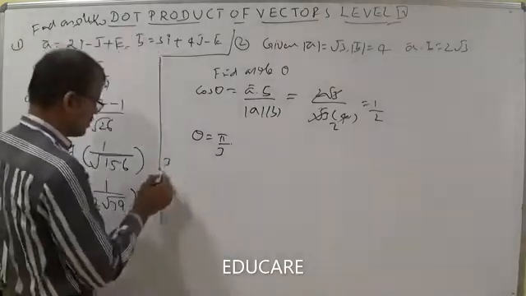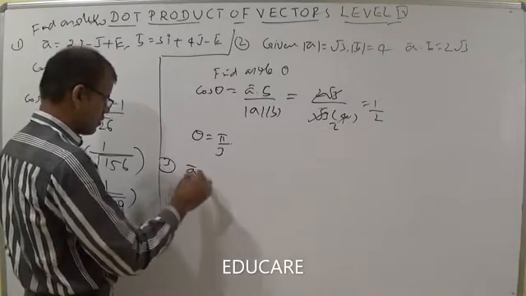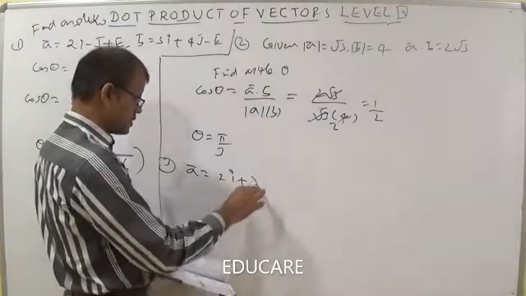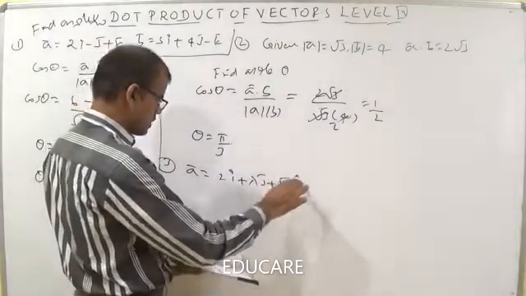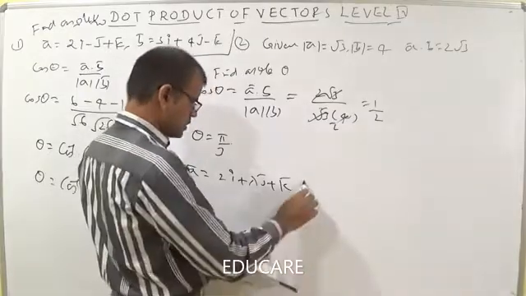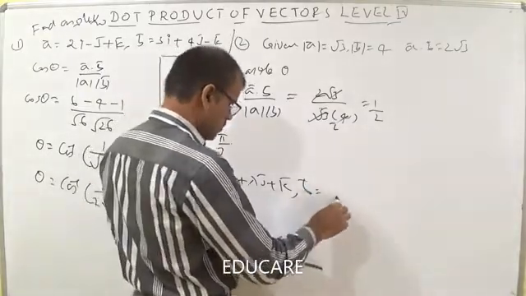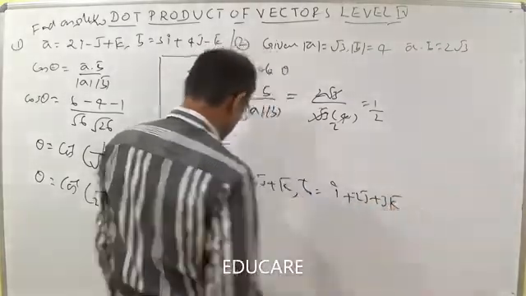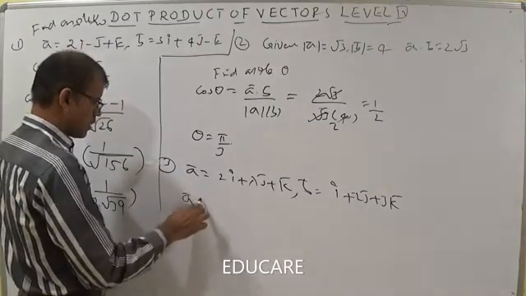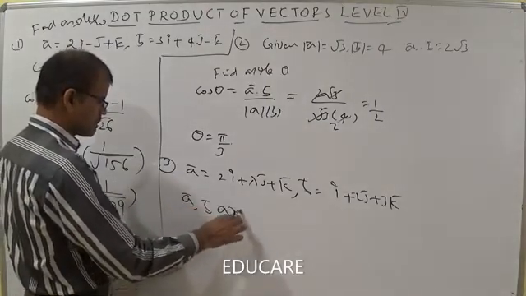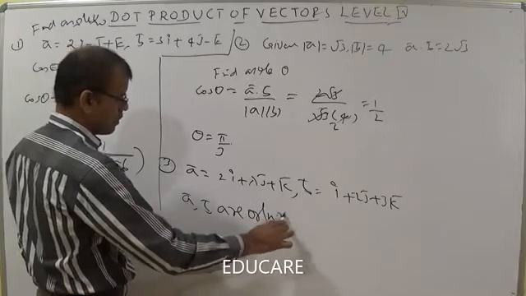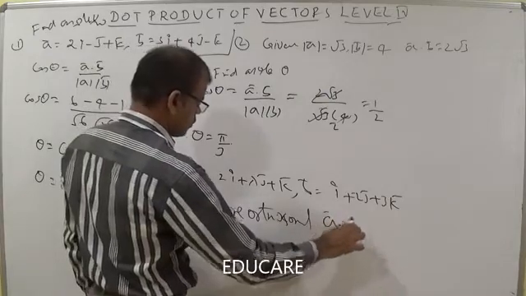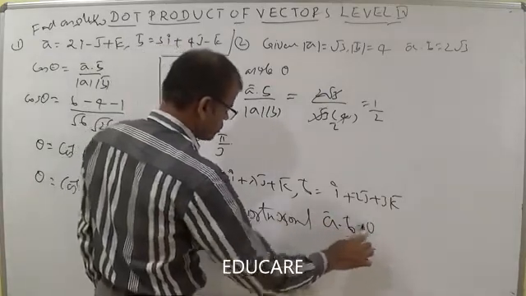Next, the value of lambda such that the vectors are orthogonal. Easy questions given in level 4 in this chapter. A is equal to 2i plus lambda j plus k, comma, B is equal to i plus 2j plus 3k. Given A bar, B bar, the two vectors are orthogonal. Whenever two vectors are orthogonal or perpendicular, then we know that their dot product is 0.